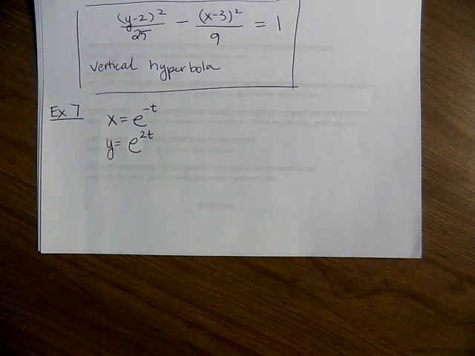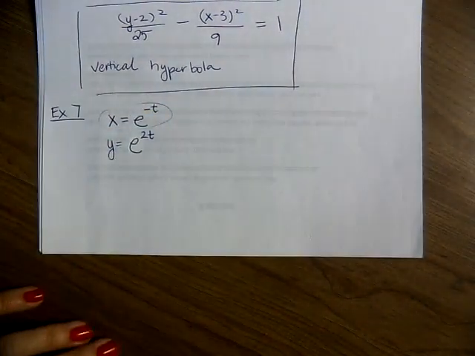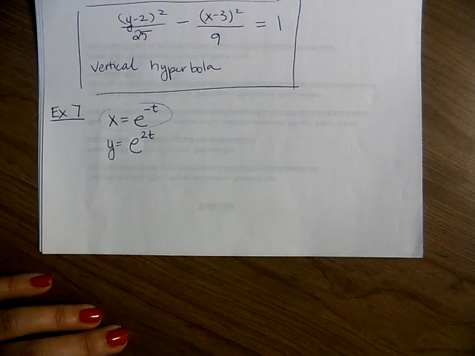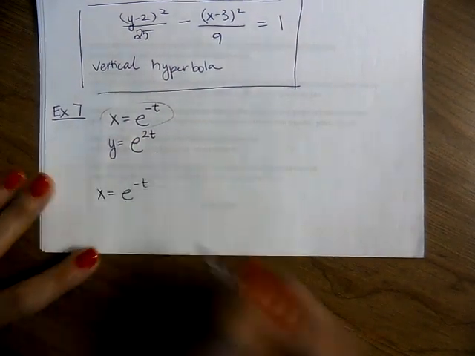So right now, it's in exponential form. We need to take this to log form. Keep in mind that e translates into natural log, right? Log base e. Remember that? Okay, so that's what we're going to do. We're going to take our x equation and convert it to log form. So we have x equals e to the negative t.